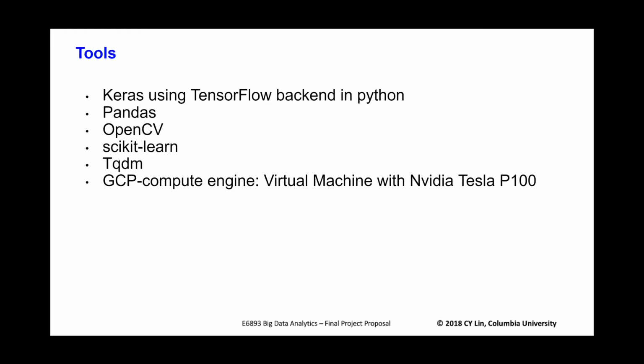So these are the tools we used in our project. We use Keras for neural net construction and training. Also, we use Pandas for data processing, OpenCV for image processing, and Scikit-learn for the training process, and TQDM to visualize our training process, and GCP Compute Engine is our training environment.